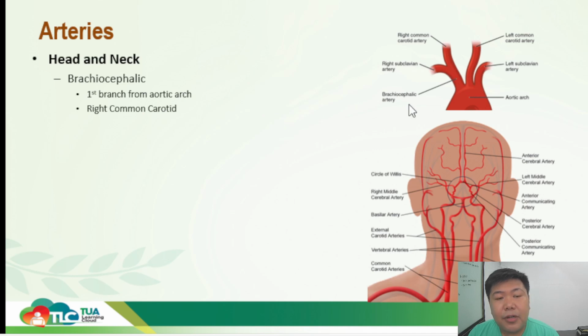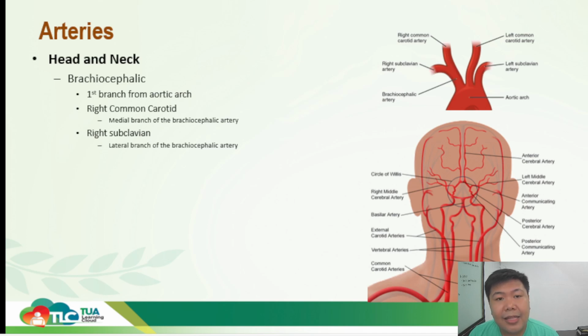It's important for us to understand that the brachiocephalic artery will have two branches, mainly the right common carotid and the right subclavian. So the right common carotid is the medial branch of the brachiocephalic artery, while the right subclavian is the lateral branch of the brachiocephalic artery.